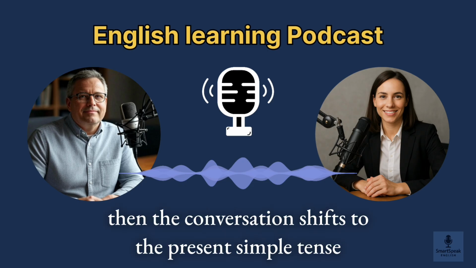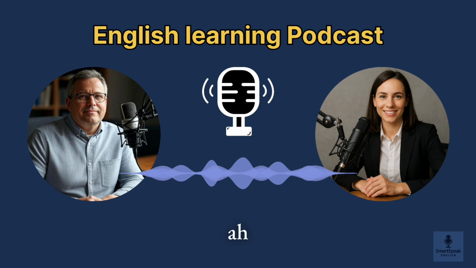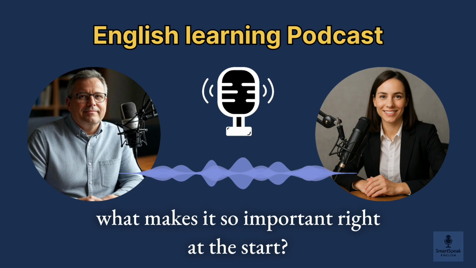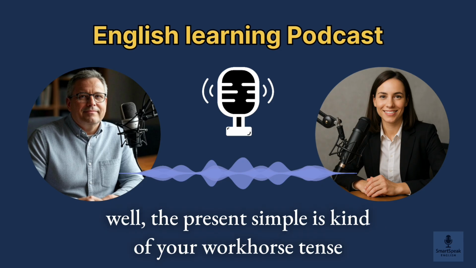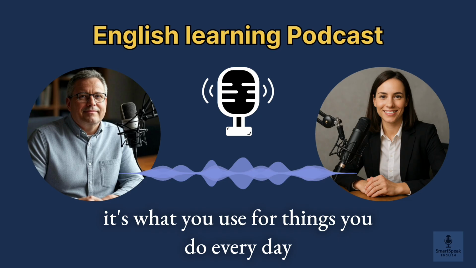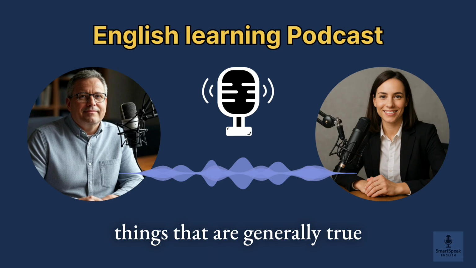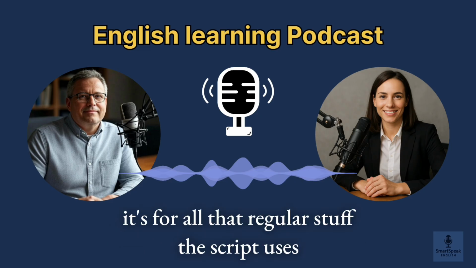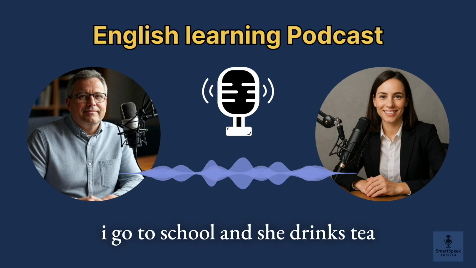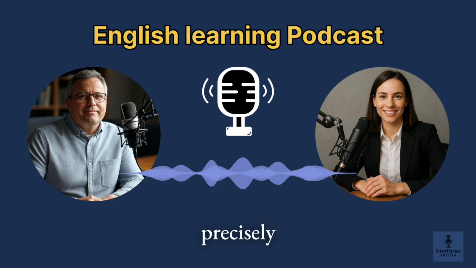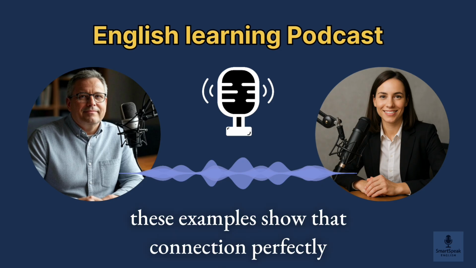Okay, so they've laid that SVO foundation. Then the conversation shifts to the present simple tense. Why is this tense the first one learners usually tackle? What makes it so important right at the start? Well, the present simple is kind of your workhorse tense. It's what you use for things you do every day, your habits, routines, or just facts, things that are generally true. It's for all that regular stuff. The script uses, I go to school and she drinks tea. So those paint a picture of regular habits. Precisely. Daily life, routines. These examples show that connection perfectly.